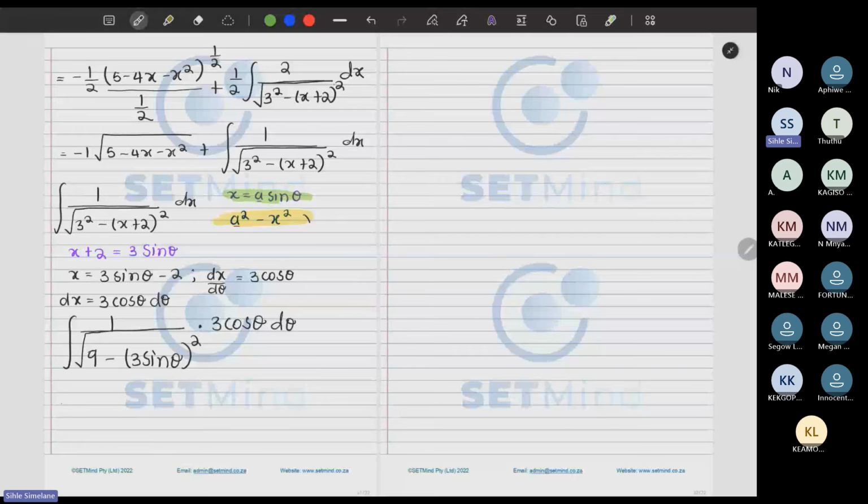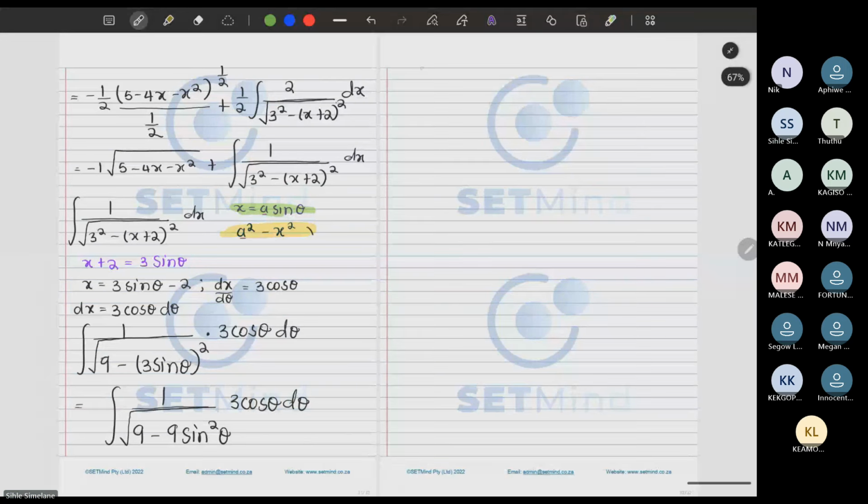So if you observe carefully, we'll have the integral of 9 minus 9 sine squared theta, then 3 cos theta d theta. And if you look at that denominator, guys, some high school stuff. 9 minus 9 sine squared. If you pull out the 9, you are left with 1 minus sine squared, which becomes a cos squared.